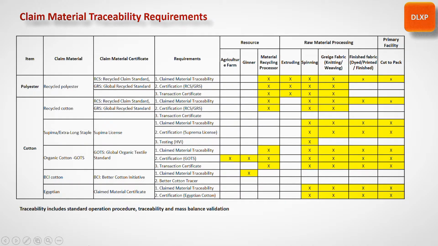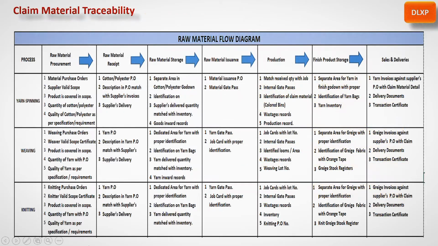So here in this slide we can identify the raw material flow diagram, through which we can easily say that in process, the first column shows the processes, the second column shows the raw material procurement. The first column, let's suppose the yarn spinning is the process, and what are the materials required? So a material purchase order is required for the raw material side.